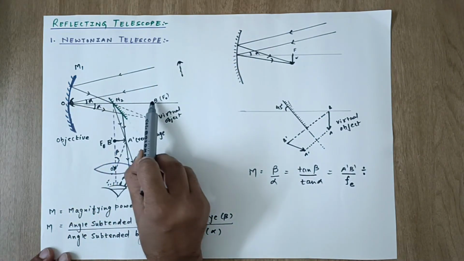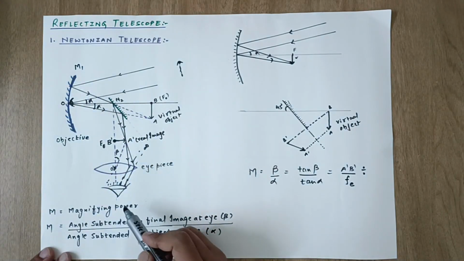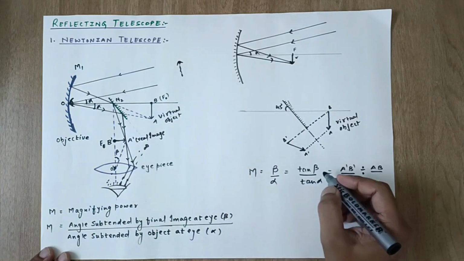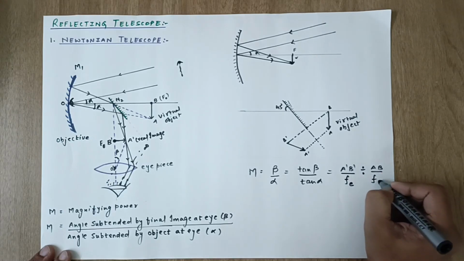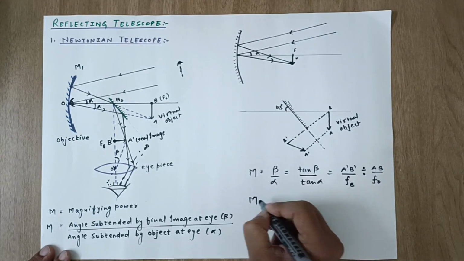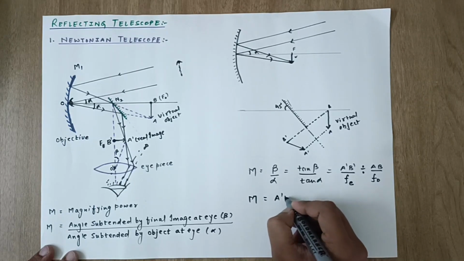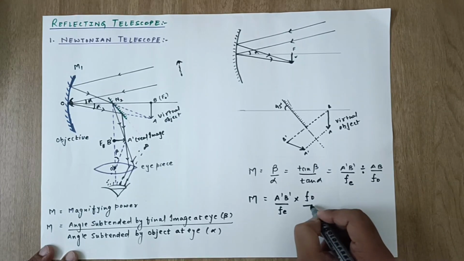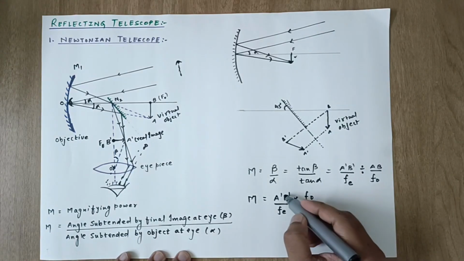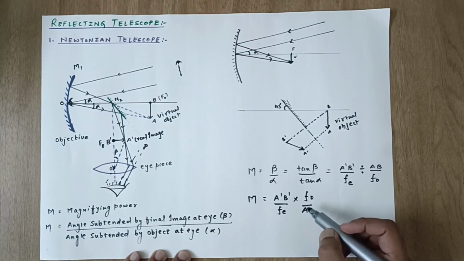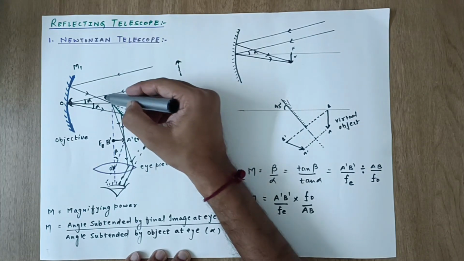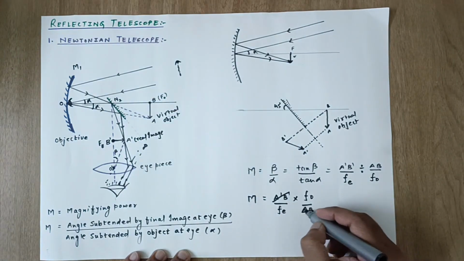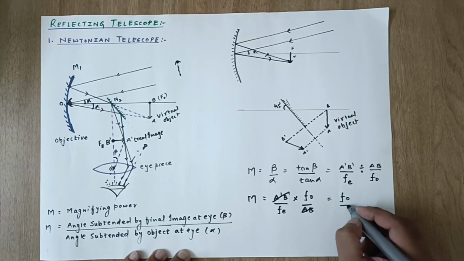So we know that this whole distance is the focal length of the objective mirror. So tan alpha is AB upon FO. So that means the magnifying power is equal to A dash B dash upon FE multiplied by FO upon AB. Now since these two are the same, and why these two are the same? Because for plane mirror this is the object and for plane mirror this is the image. So object height and image height for a plane mirror are always the same, so we are going to cut off these two, so that is equal to FO upon FE.